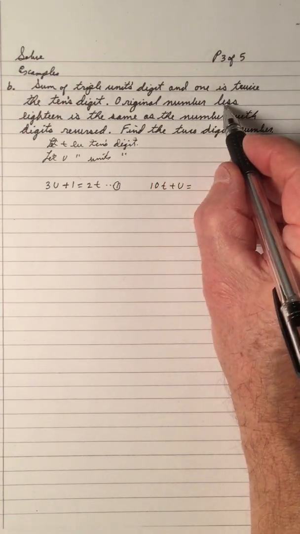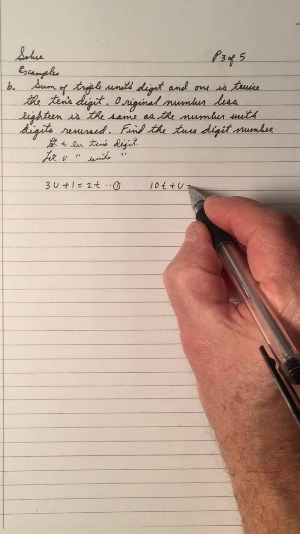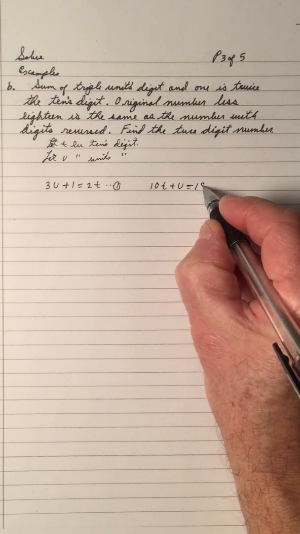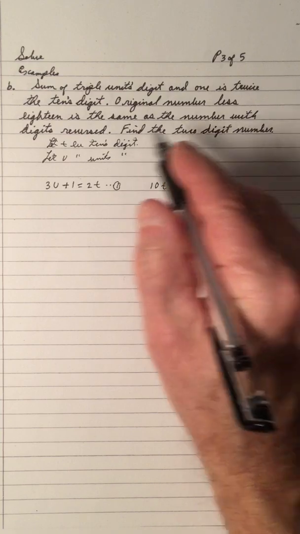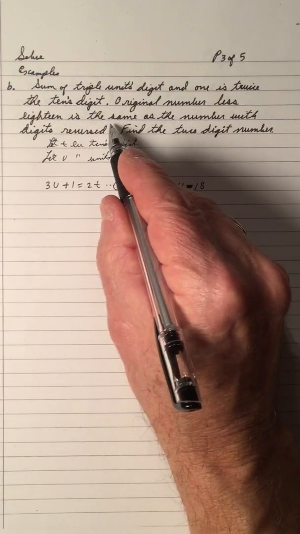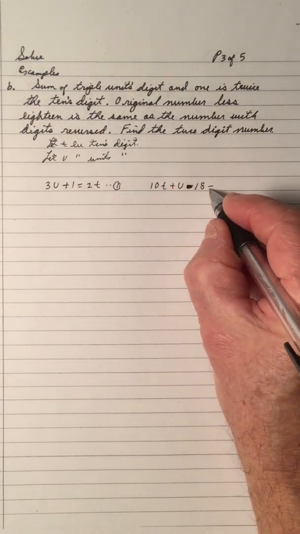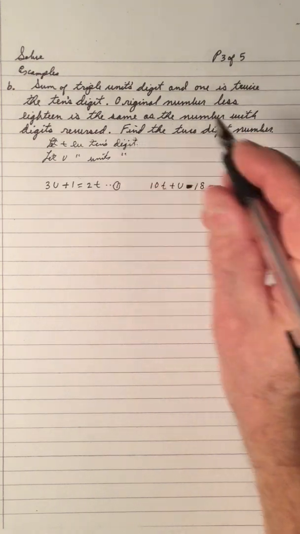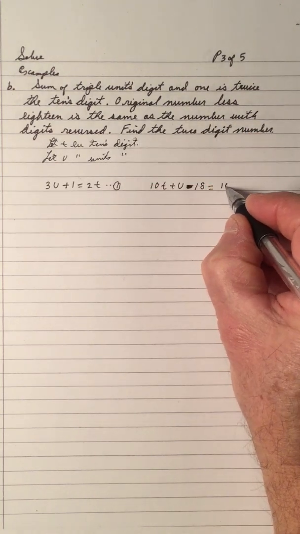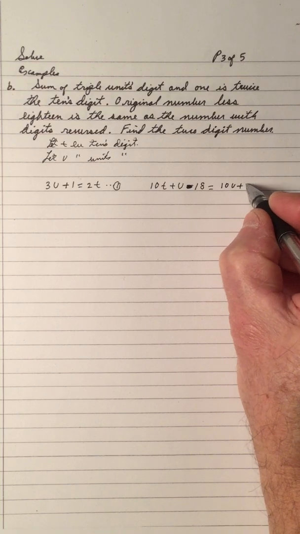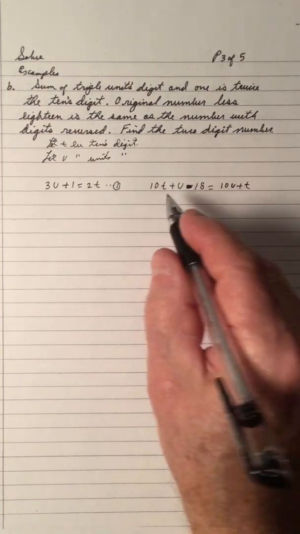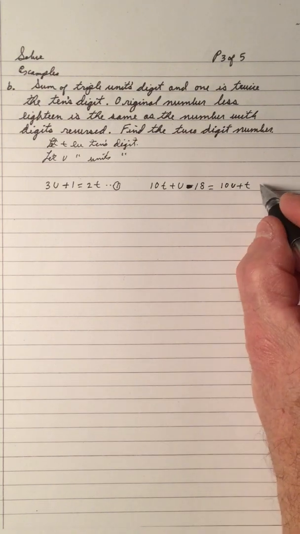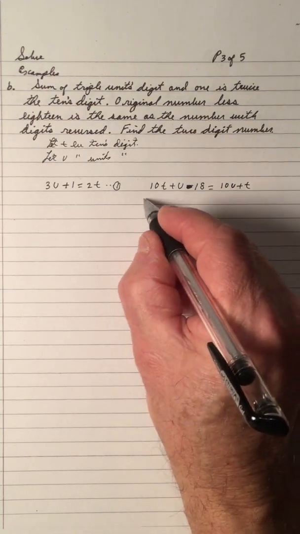The original number less 18. The original number subtract 18. So that's a subtraction sign there. I put an equal there. So the original number less 18 is the same as the number with the digits reversed. So the number with the digits reversed is 10u plus t. So there's the equation, but let's tidy this equation up. This is the number 2 equation, but we're going to tidy it up.